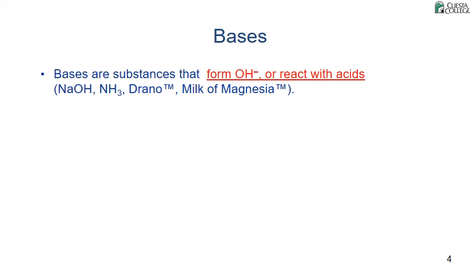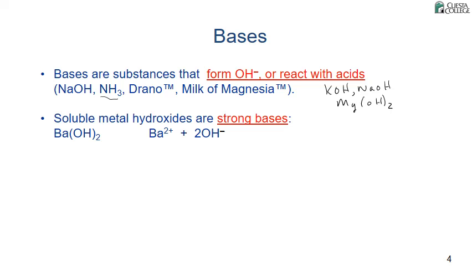Moving on to bases. Bases are substances that form hydroxide ions, or they react with acids. Some common bases you might come across in your daily life are sodium hydroxide and ammonia, NH3, which is used as a cleaner. Drano is typically a mixture of potassium hydroxide, maybe some sodium hydroxide, and sometimes there's some aluminum and bleach in it too. Milk of magnesia, or magnesium hydroxide, is another base you might come in contact with. You might have some in your medicine cabinet or find it in the pharmacy part of a supermarket.